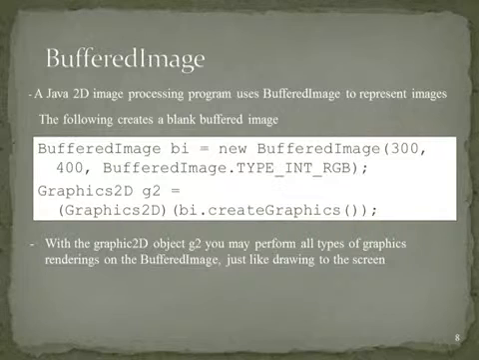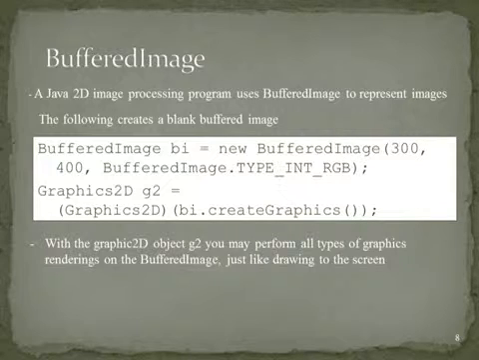A Java 2D image processing program usually uses BufferedImage to represent images. A BufferedImage object can be created using one of its constructors. For example, the following statement creates a blank buffered image: BufferedImage bi = new BufferedImage(300, 400, BufferedImage.TYPE_INT_RGB), with width 300, height 400, and the image type integer RGB.